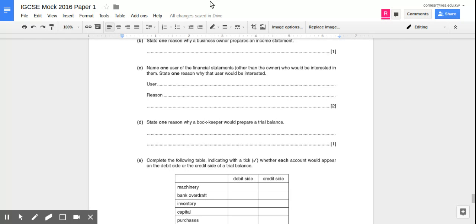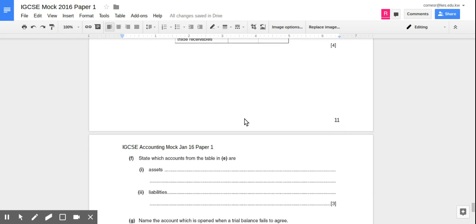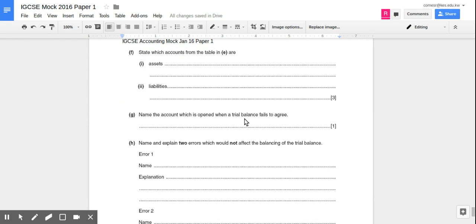Question F said, which accounts are assets, which are liabilities? Machinery, inventory, and trade receivables were the three assets. You should have got them all. Quite a few of you missed one of them. And the liability was the bank overdraft.